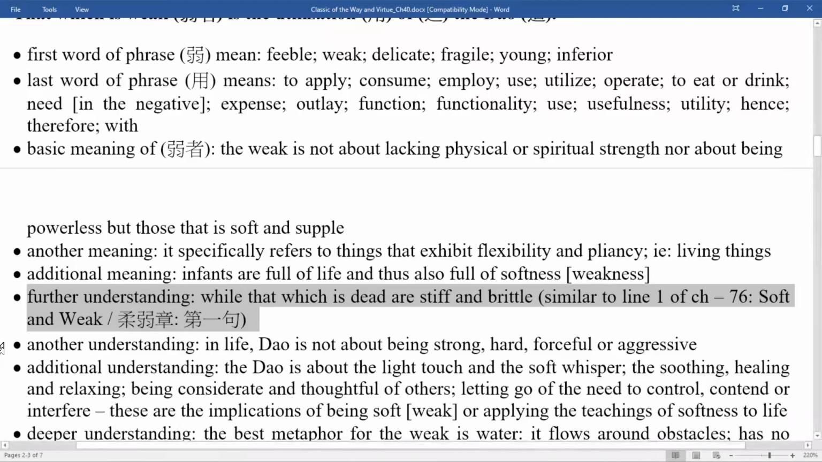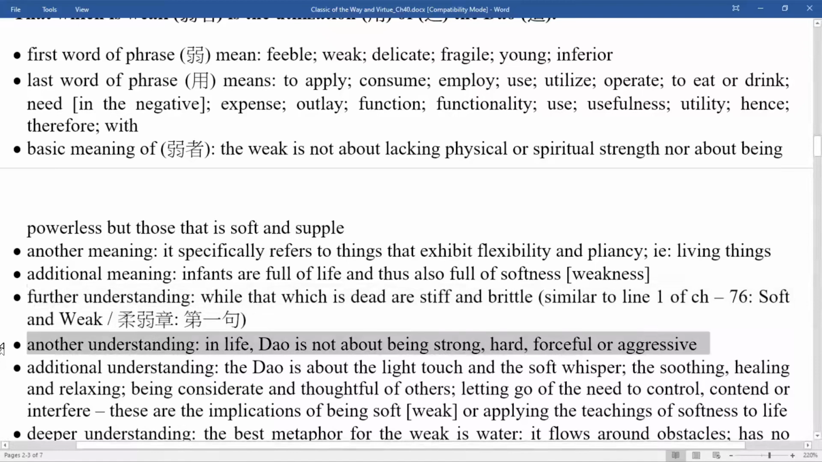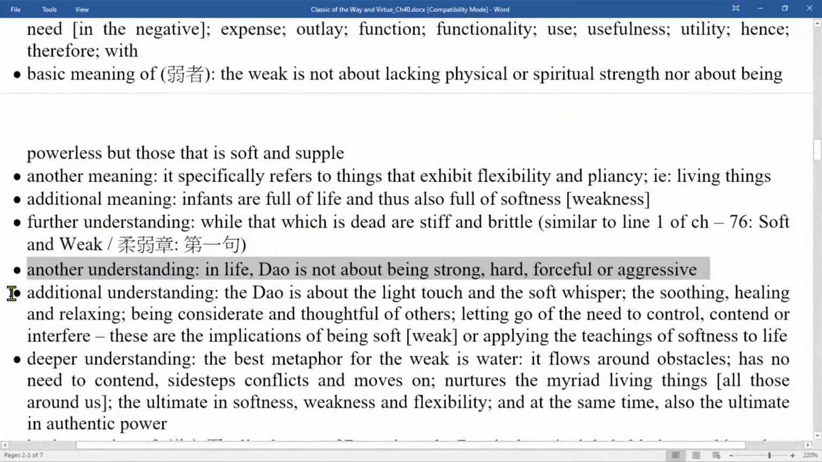Another understanding is that in life, the Tao is not about being strong, hard, forceful, or aggressive. That's very important. Remember, rather, it's to be like water, which is the ultimate in softness, which I'll get to. Another understanding.